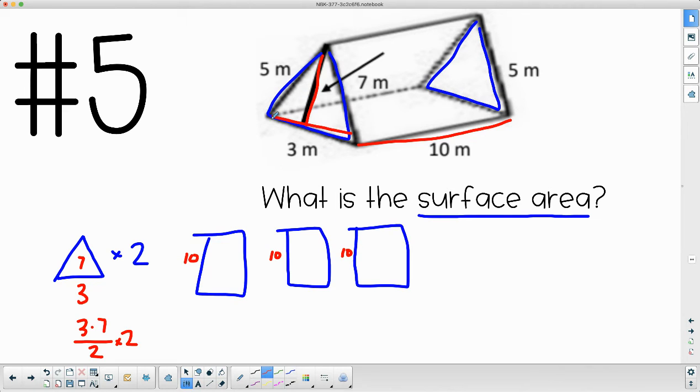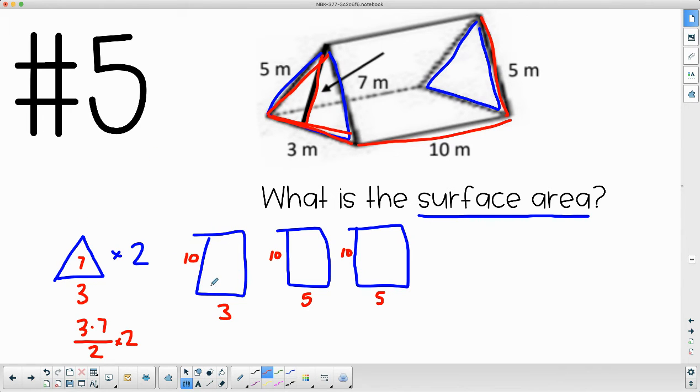Now we're going to walk around our triangle. This bottom one is 3. This side here is 5. And I don't have one here on this side, but I can come back here and find that same side is also 5. So we only need that 7 when we're going up the height of the triangle.